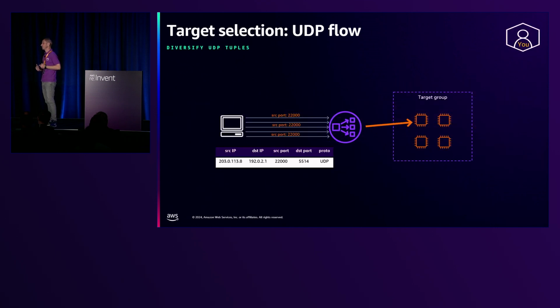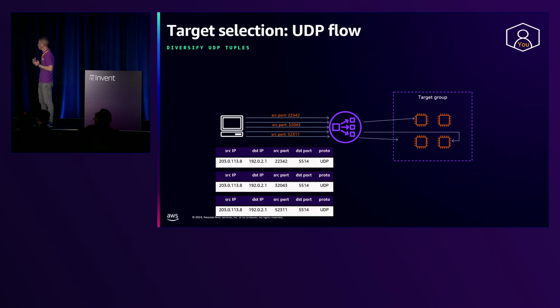This is an important concept because we see sometimes customers configuring their client to use the same source port for multiple UDP flows. And when this happens, all this traffic will arrive at the network load balancer containing the same 5 tuple, meaning that NLB is going to select just one target to handle all this traffic. So it is important that clients are configured to diversify the source port used for multiple UDP flows, and this will enable the NLB to distribute the traffic evenly across all the healthy targets in the target group.